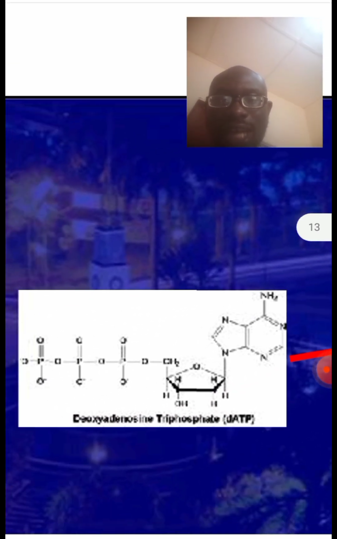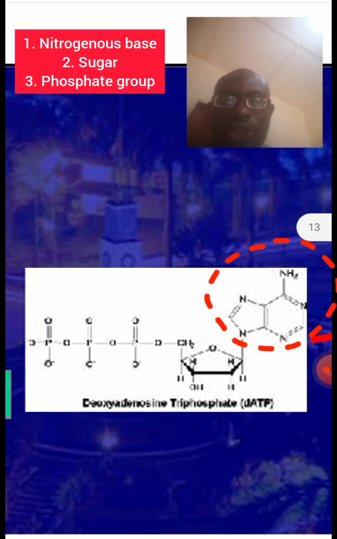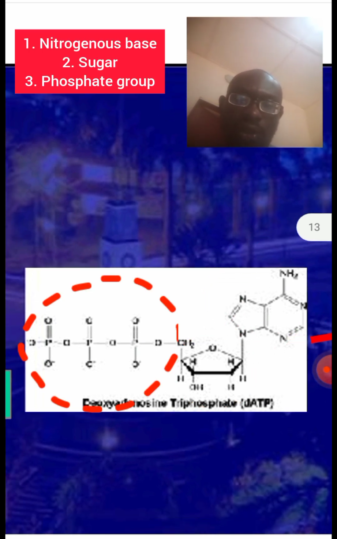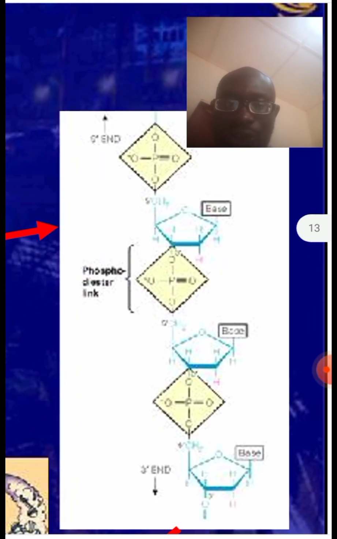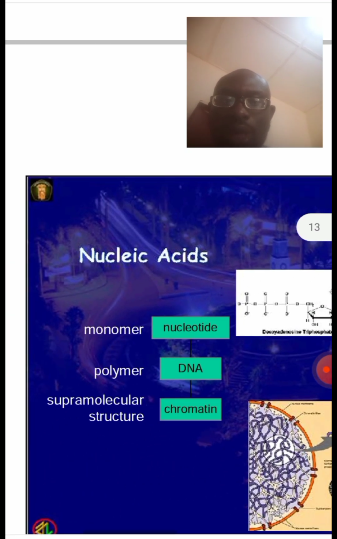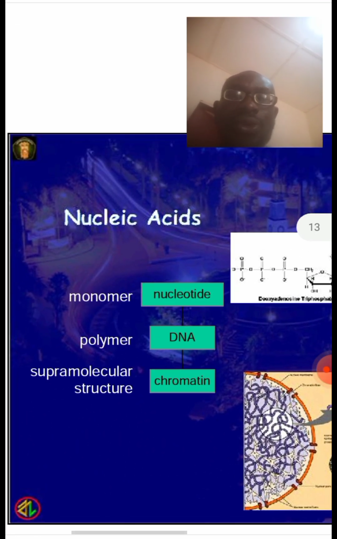And so this is what a nucleotide looks like. A nucleotide has a nitrogenous base, a sugar, and a phosphate group. So in your exam, if I'm asking you the three parts of a nucleotide, this is what you are going to tell me. Okay? So this is how they are arranged normally. So all you have to know now about nucleic acids is that there are two types, the DNA and the RNA, and that they are polymers. Their monomers are nucleotides. And so you need to also tell me the different types of nucleotides.